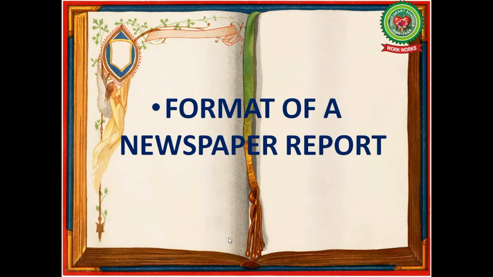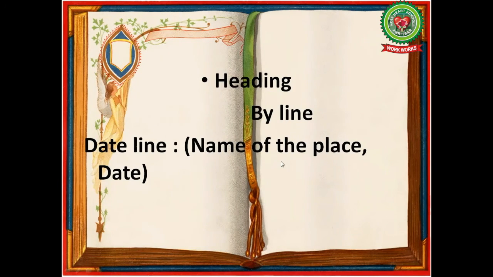So let us discuss the format of a newspaper report. It begins with a heading in the center. You need to give a heading in the center. If you have read newspaper reports, children, you will see that the first thing given is the heading of the news.